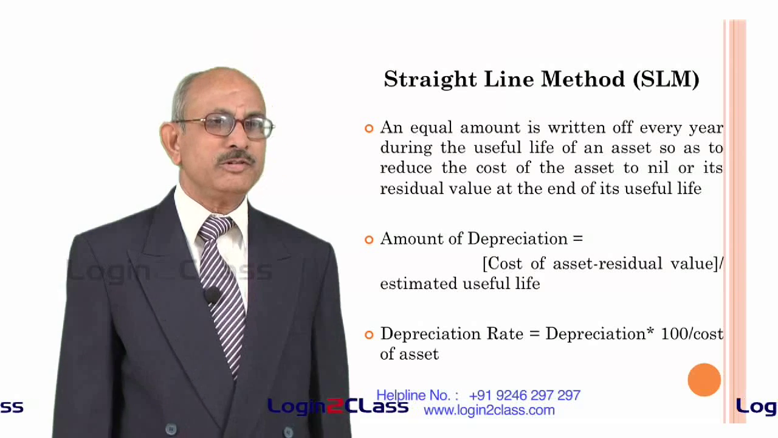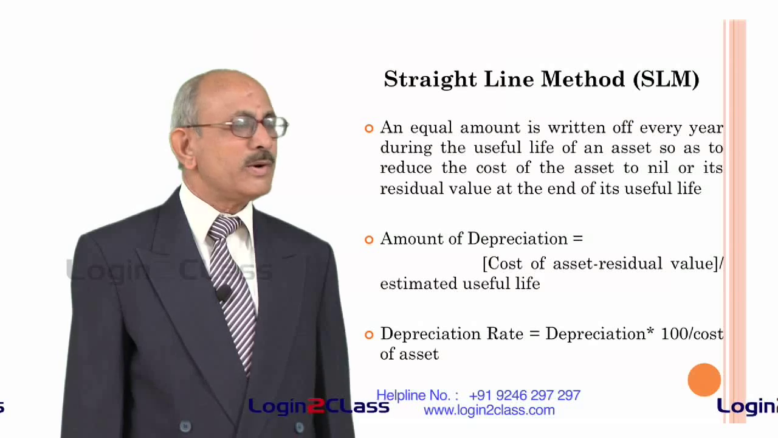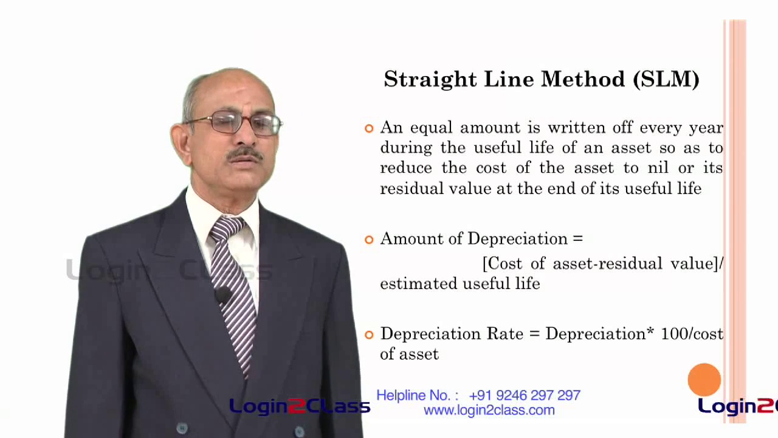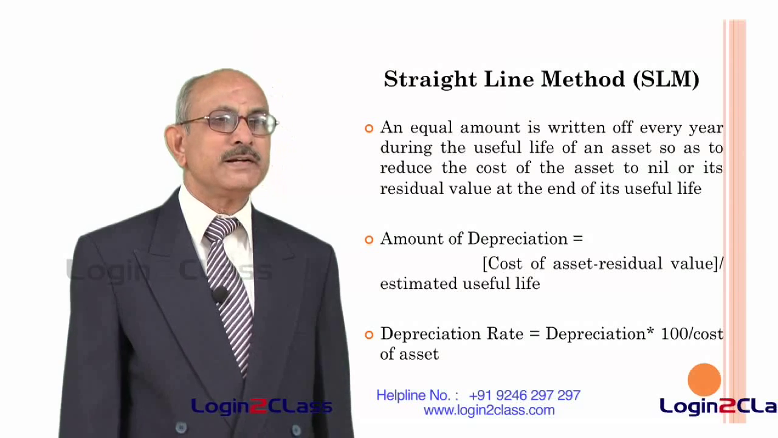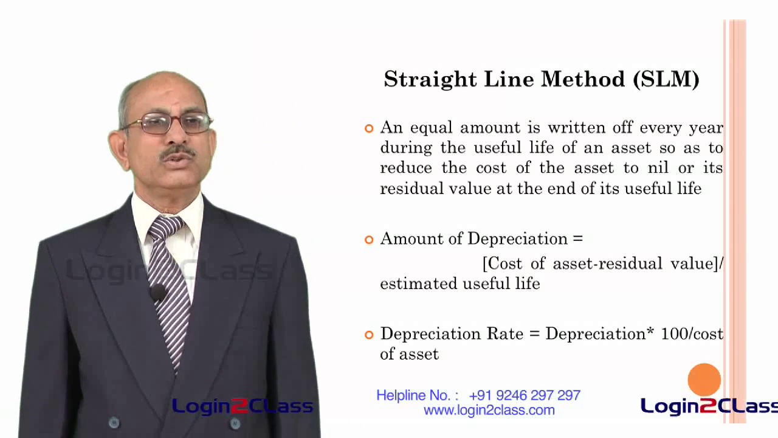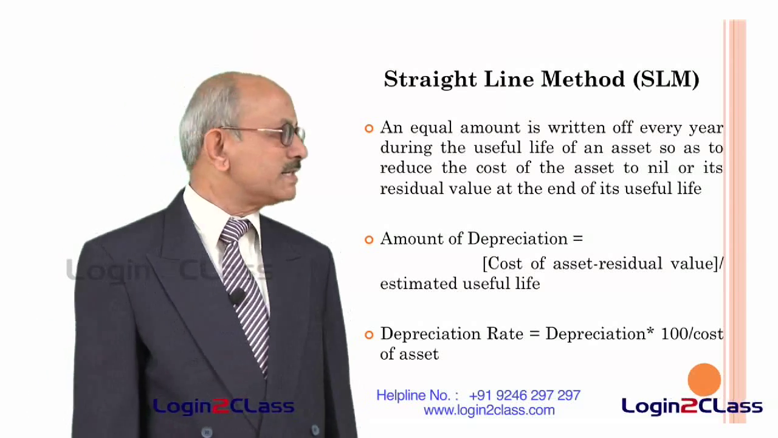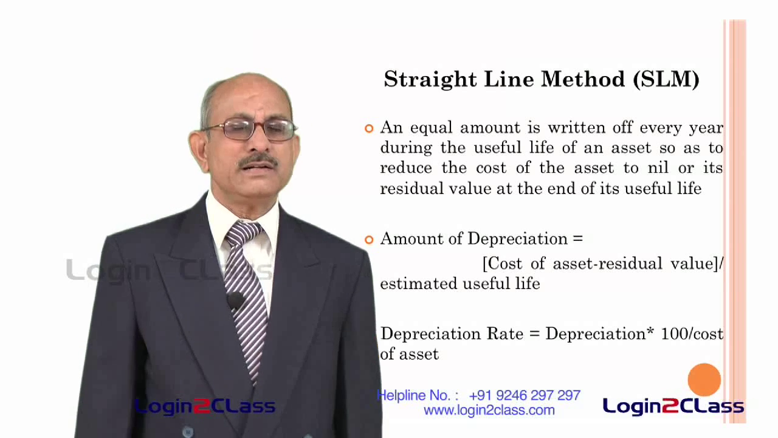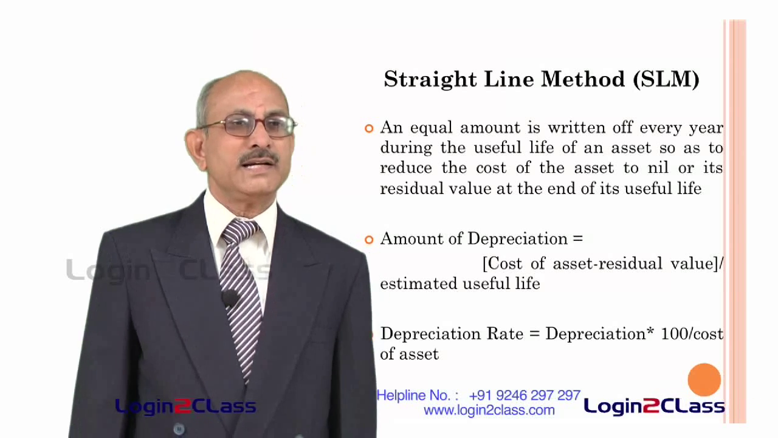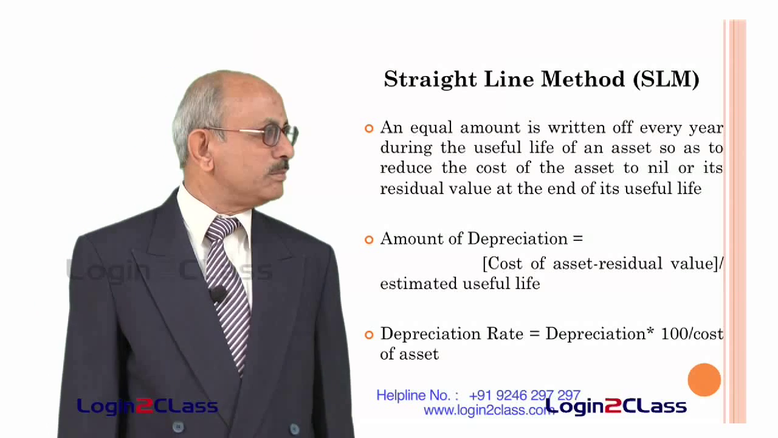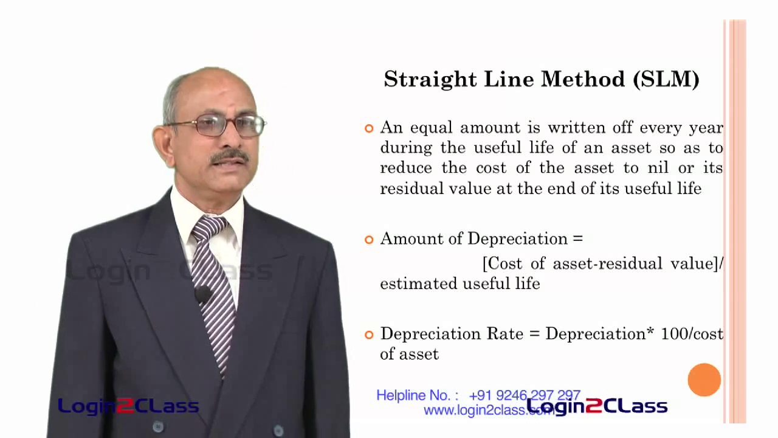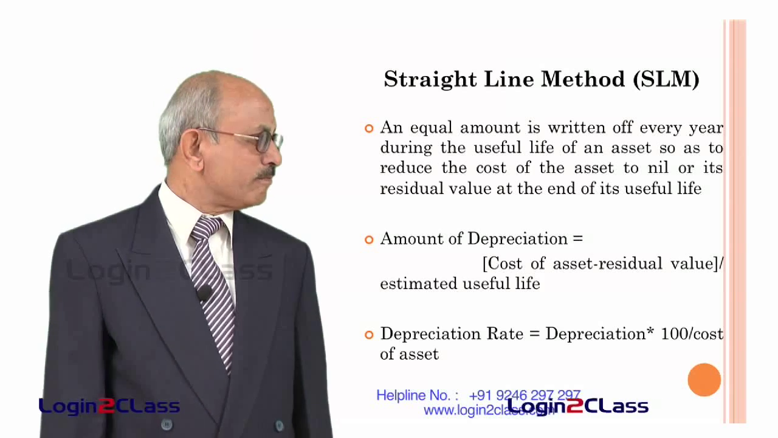In the same example which we took earlier, since we are providing depreciation of 10,000 per annum, the depreciation rate will be 10,000 into 100 divided by cost of asset, that is 1 lakh. So this works out to 10%. So under the straight line method, we are providing depreciation at the rate of 10% on the furniture item. So that is how depreciation rate is calculated in the case of a straight line method.